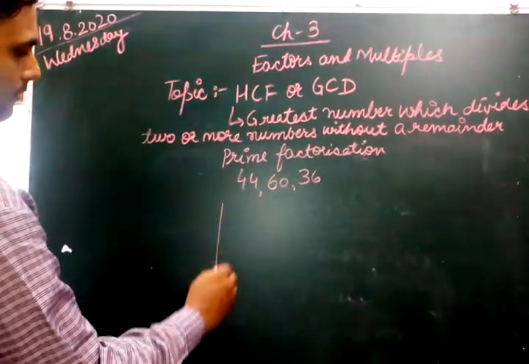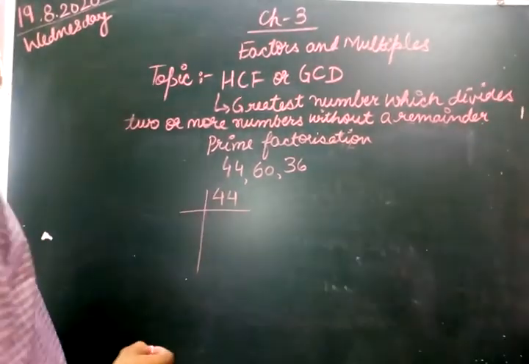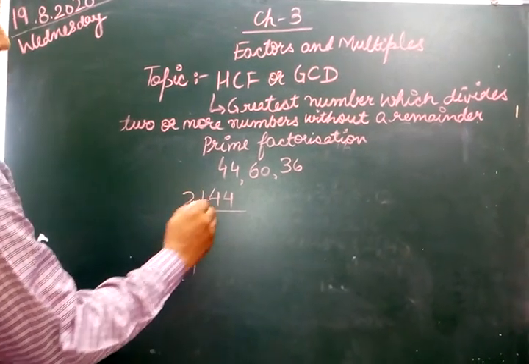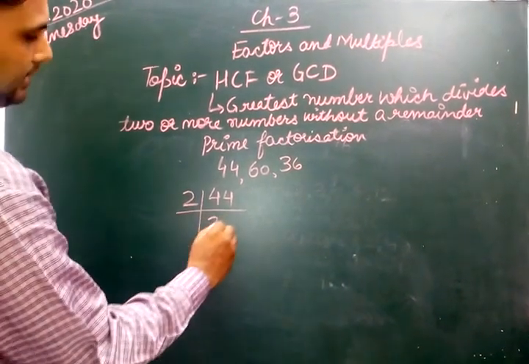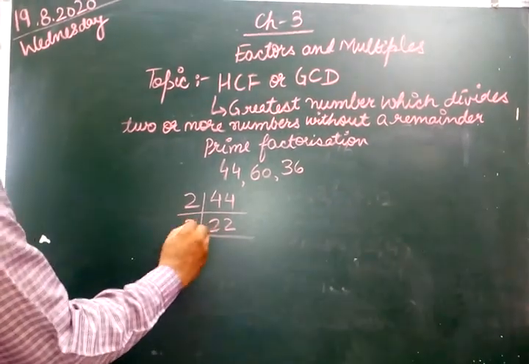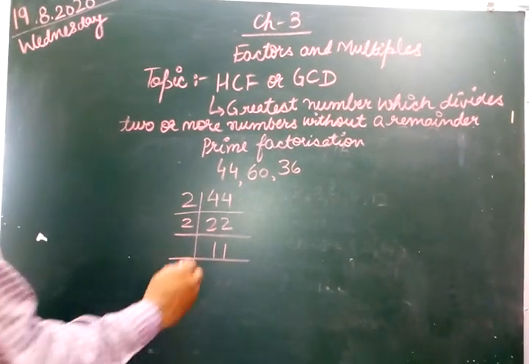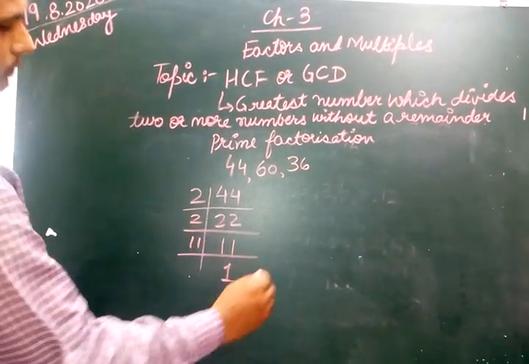First, with the help of prime factorization, we will find the factors of 44. It is divided by 2, we got the answer 22. Again 22 divided by 2, we got the answer 11. 11 is divided by 11. So we got the answer 1.